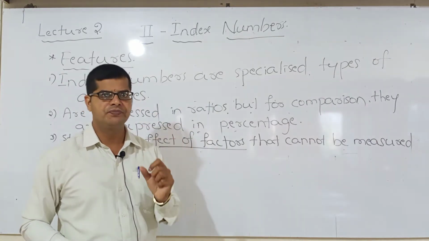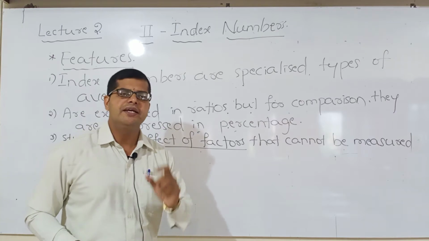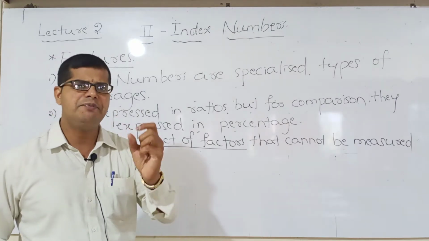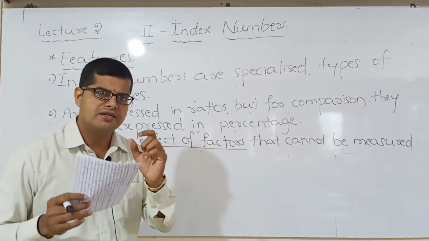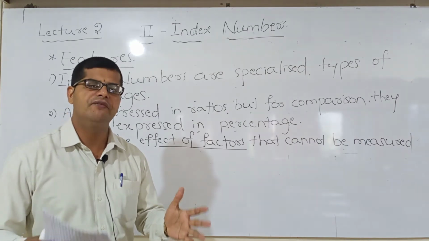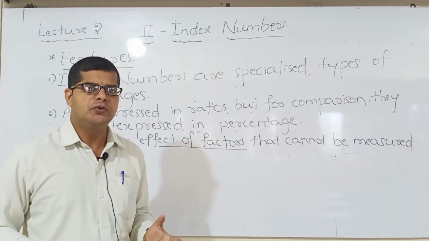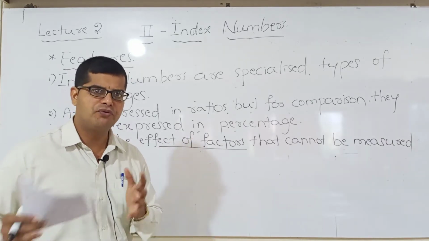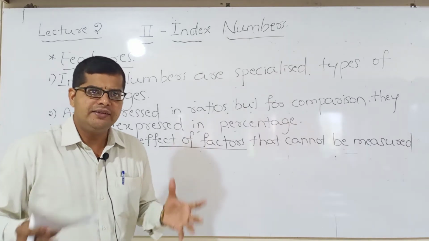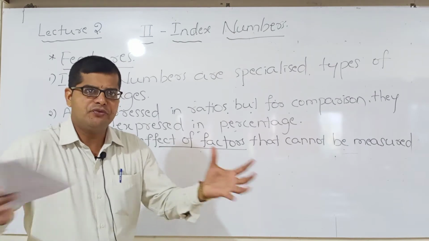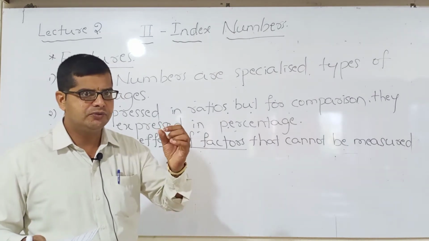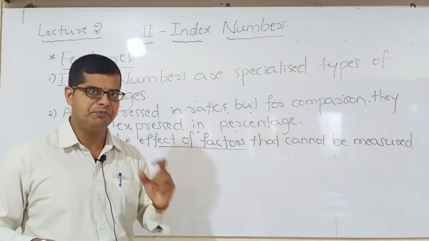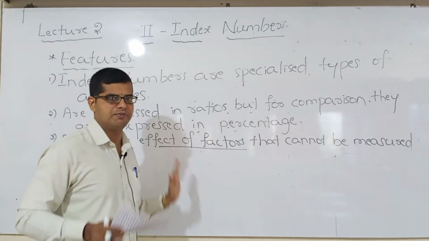If you take the price of gold, consumer goods, steel, vegetables, or the price of any product for that matter, a single variable or a group of variables, we find the relative change of that variable or group of variables, and along with that, why this change is happening and what factors are affecting this change in price. That can also be measured because of index numbers, correct?